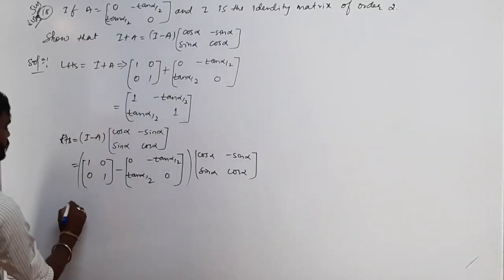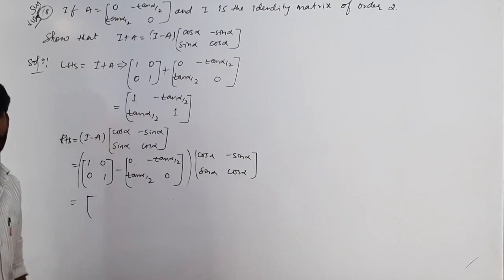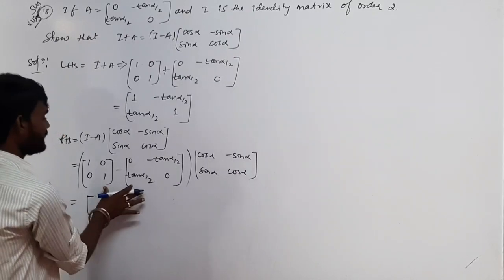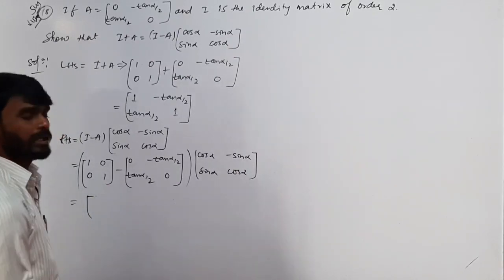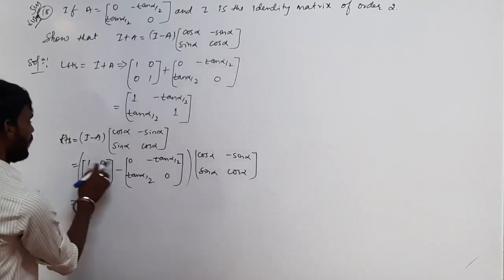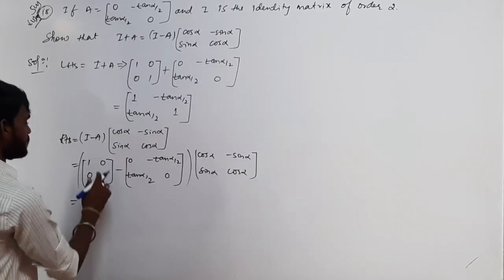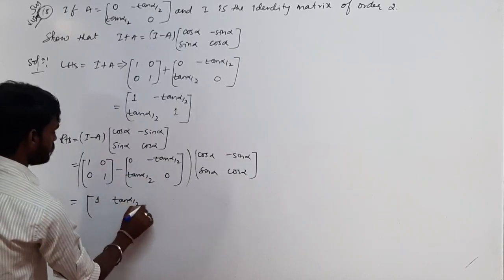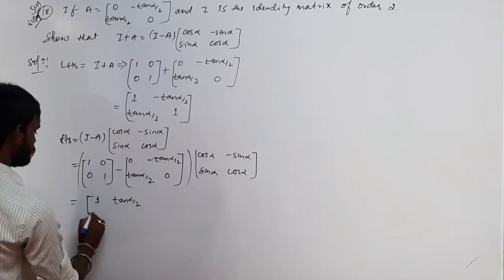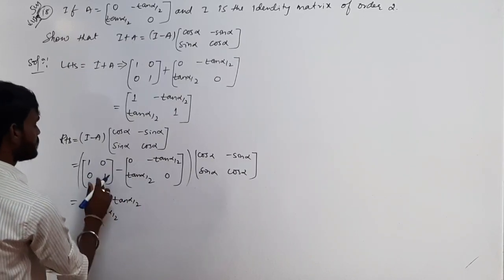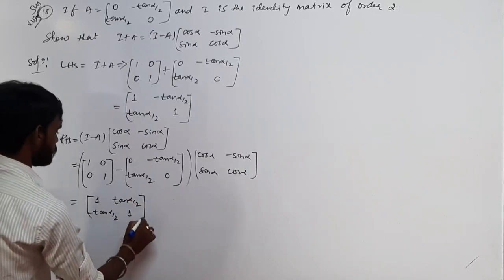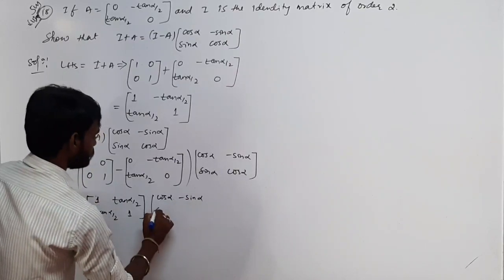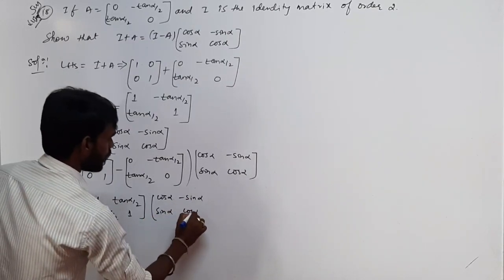So first we can subtract these two matrices. When we subtract matrices, first we have to check the order of the matrices. These two matrices have the same order, so we can subtract the corresponding elements. 1 minus 0 is 1. 0 minus, minus into minus is plus, so that is tan alpha by 2. Here 0 minus tan alpha by 2, and then 1 minus 0, that is 1, into [cos alpha, minus sin alpha; sin alpha, cos alpha].